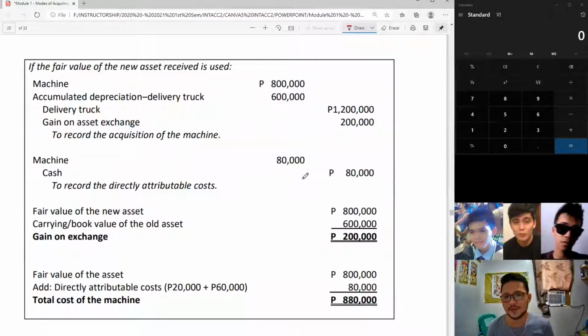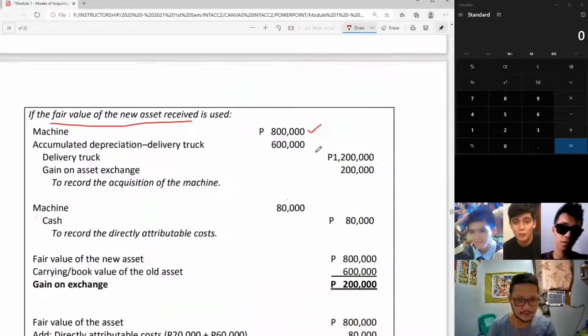Scenario number 2, assuming the asset given has no fair value, ang gagamitin is fair value of the asset received. Our solution would go like this. Debit machine at 800,000. That should be equal to the fair value of the asset received.